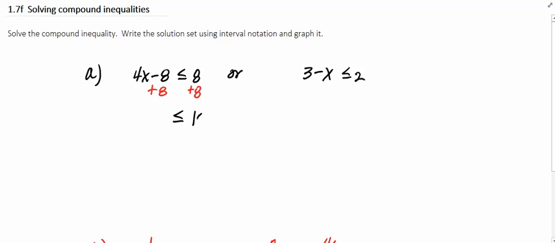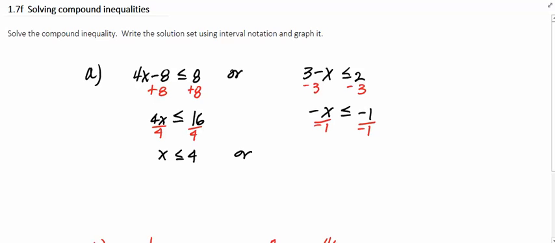And so we have a 16, 4x, divide by 4, and x is less than or equal to 4. We have the OR. We have minus 3. We have negative x is less than or equal to negative 1. We're going to divide by a negative 1. When I do that, I have to flip the inequality symbol, and I'm going to get a 1. Okay, so I have x is less than or equal to 4, or x is greater than or equal to 1.